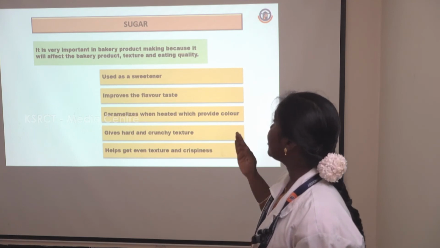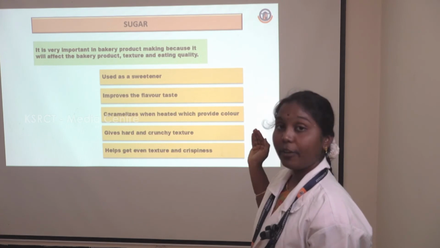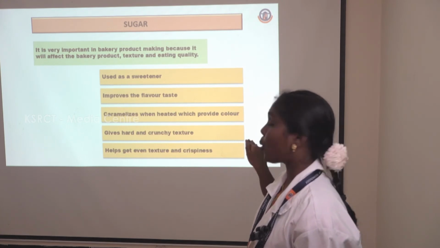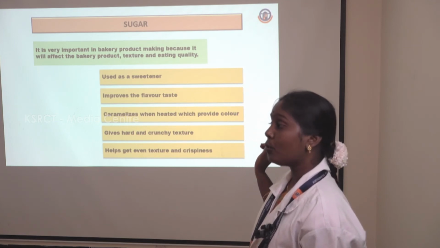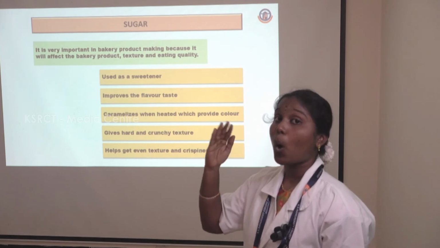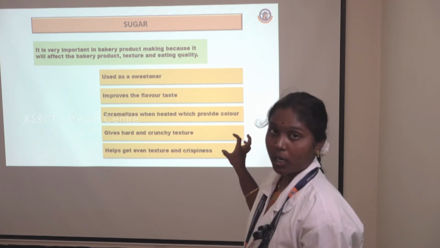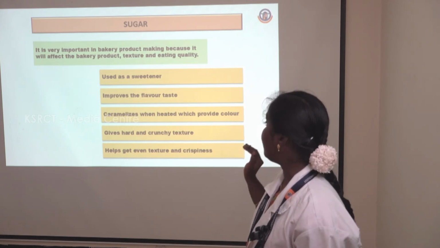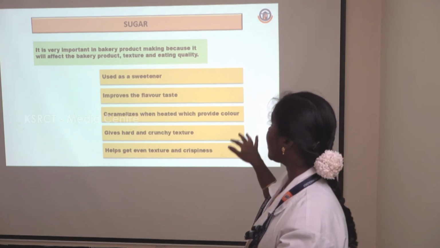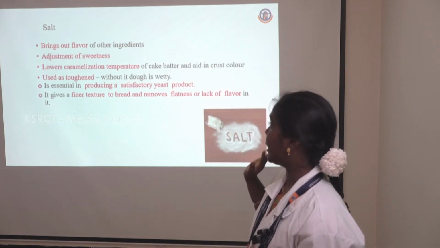Okay, so what else? It's used as the sweetener. Next, it improves the flavor. Another one is the taste of the product. It caramelizes when heated and provides color. Caramelization, all of you know. Once it gets the proper temperature, caramelization gives a browning color. Next, it gives the hotness and crunchiness to the final product. It helps even structure and crispiness in the final product. So these are the major aims of using sugar in bakery product development.